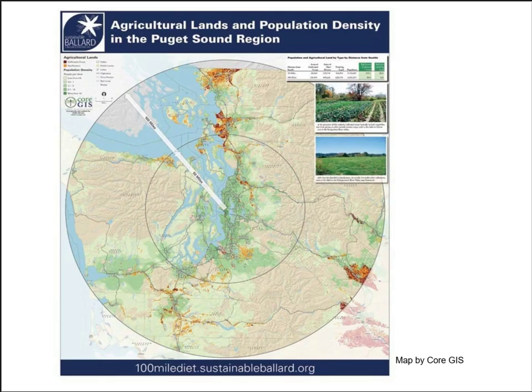Here's a GIS map created by Core GIS, a small private GIS company, that illustrates agricultural land and population densities within a 50 and 100-mile buffer around the Seattle area. The idea here is sustainable agriculture, showing where people live and where agricultural lands are, and whether or not you can get food from these farms to local people. You can check out the website down below for a lot more information about this. But I thought it was just a great map that illustrates, in a simple way, how GIS can be used.